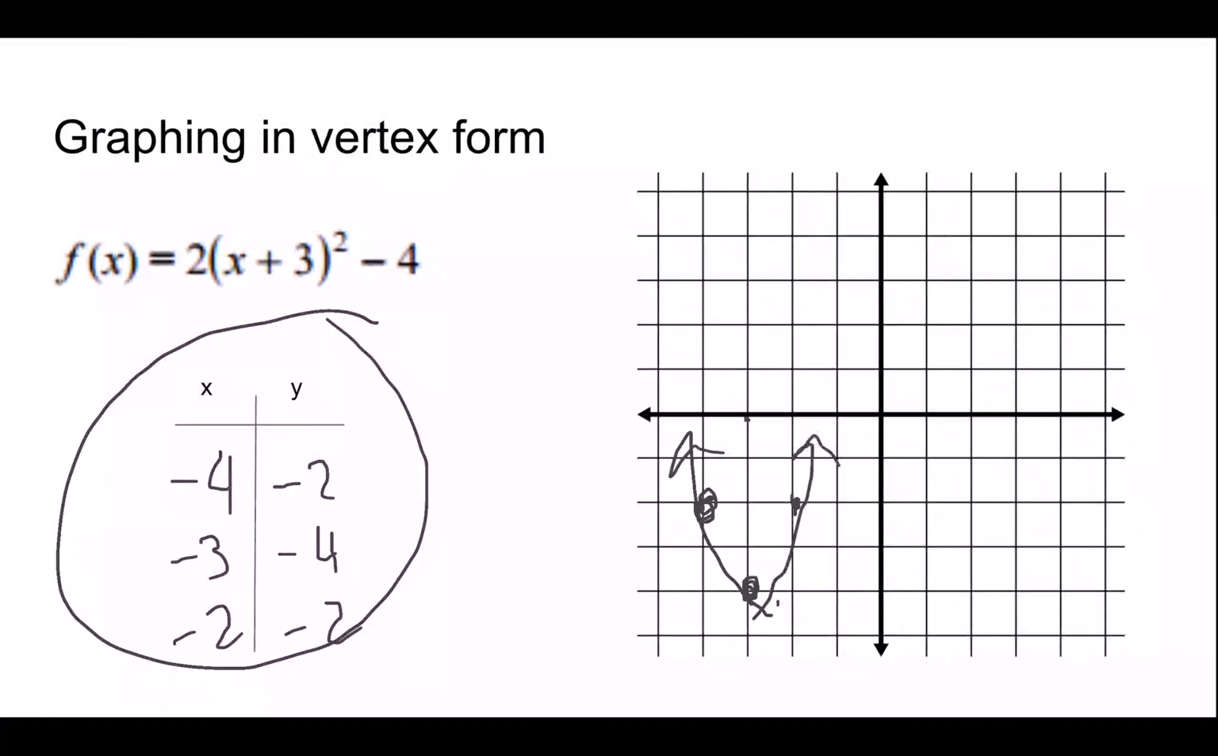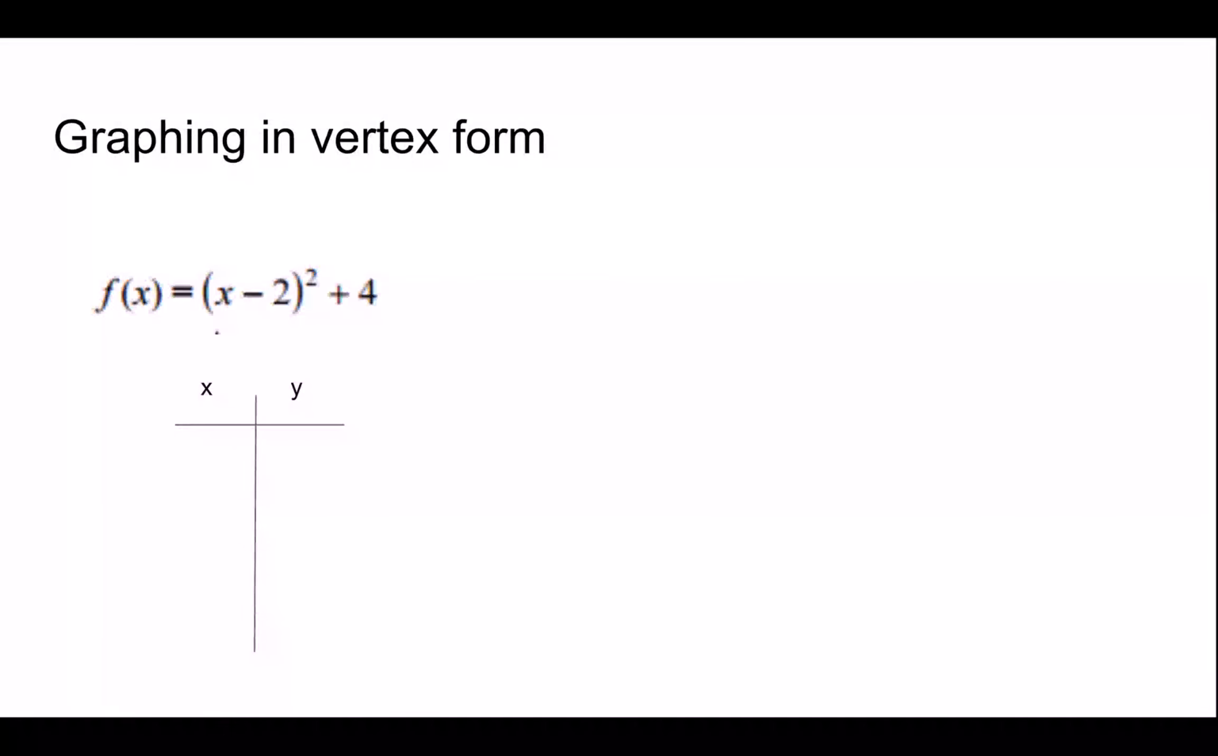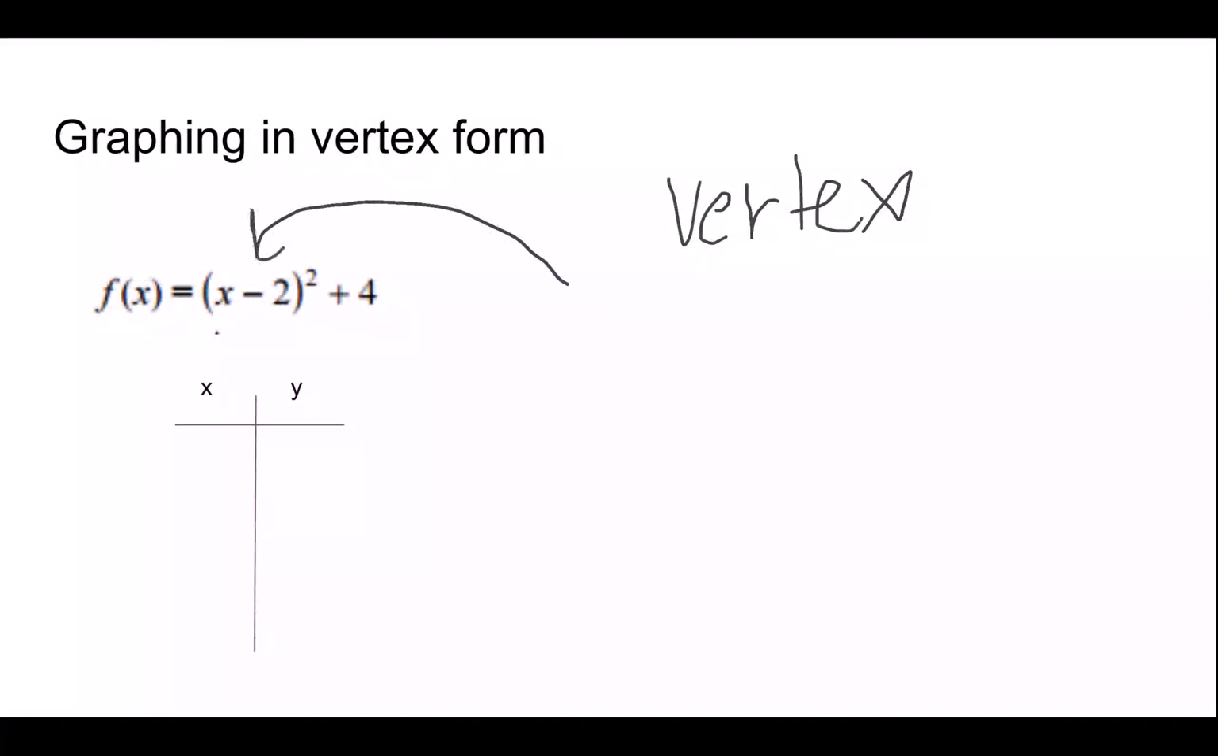Let's try this with another example. So again, we have this in vertex form. We're going to use the same kind of idea. So again, we want to find the vertex first. To find the vertex in this case, you have to make this inside point 0. Because whenever that inside is 0, that's as small as the function can ever get. So it has to be the bottom point.